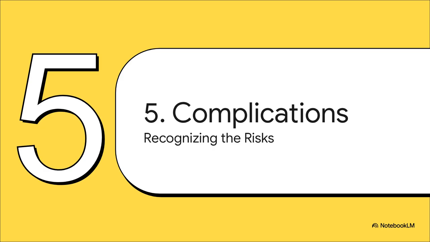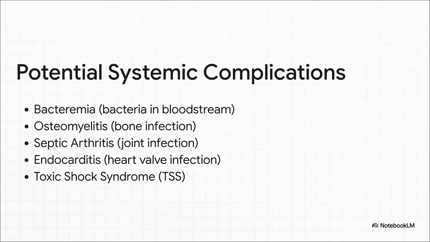And now for Section 5. This is where we talk about what happens when things go wrong. Let's look at the profound risks of an uncontrolled infection. If you don't get this local infection under control, it can go on a road trip through the bloodstream. This can lead to bacteremia, which has a high mortality rate, or it can set up shop somewhere else in the body, causing things like osteomyelitis, septic arthritis, or even endocarditis.